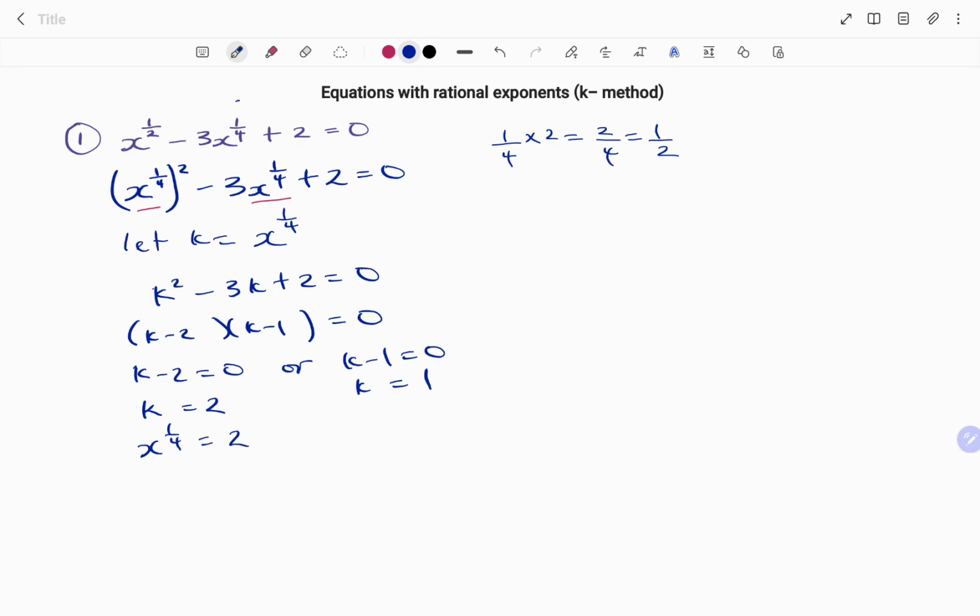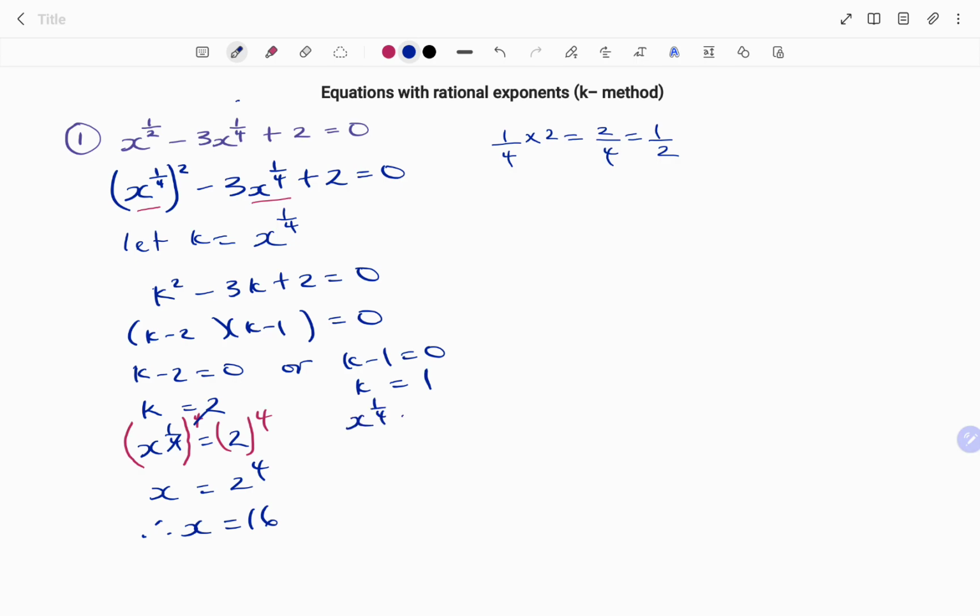We need to make the exponent of x 1, and to do that, because it's raised to the power of 1 over 4, we're going to raise both sides to the power of 4. This cancels. We're left with x equals 2 to the power of 4. Therefore, x equals 16.